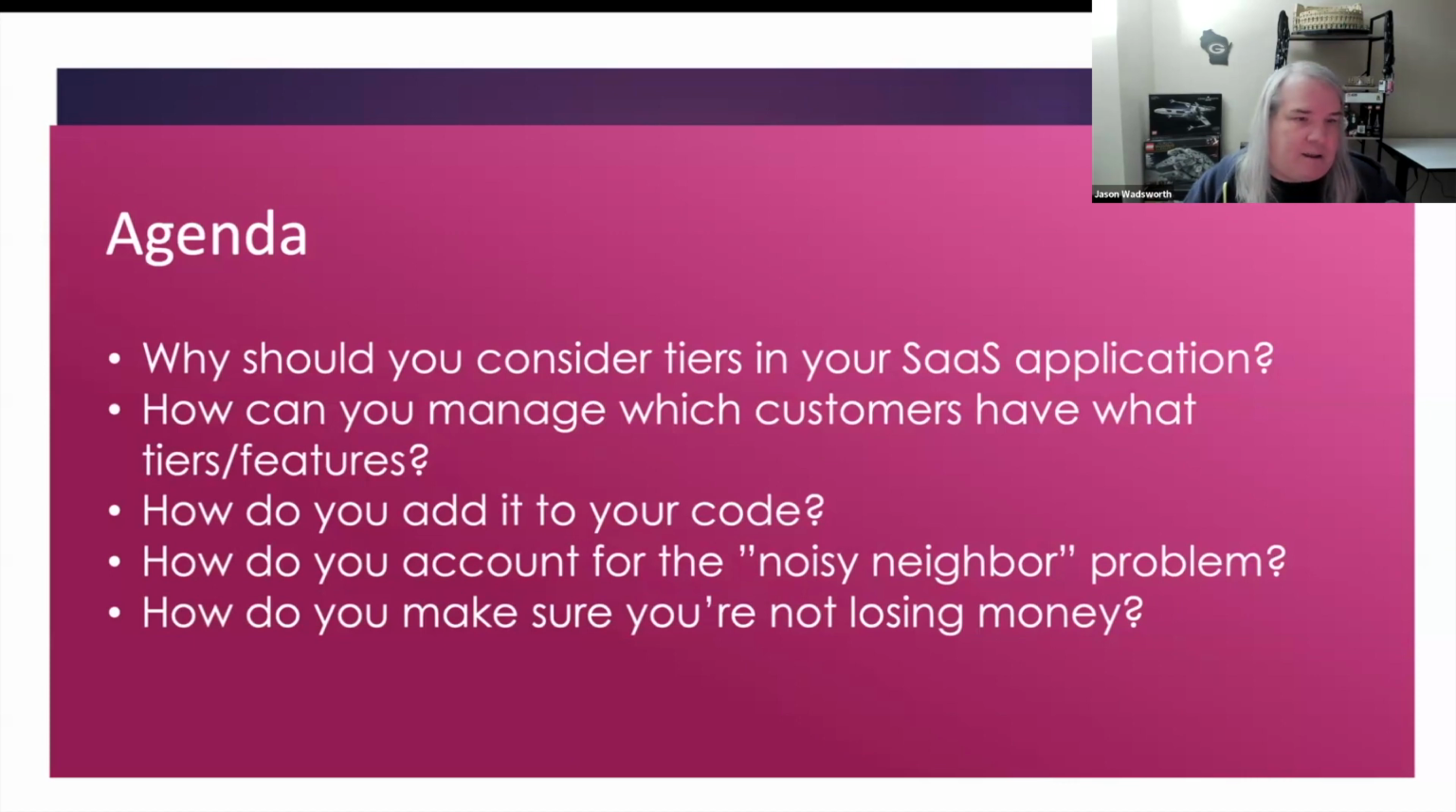We'll talk a little bit about the noisy neighbor problem. This is kind of a general SaaS problem that you need to be aware of when you're building a SaaS application in general, but there are some implications particular to tiers. So we'll talk about what things to think about and things you can do to alleviate some of that problem. And then lastly, we'll talk about how to make sure you're not losing money, and tied with that, of course, what things to think about as you're deciding what to charge for and what things to make free or at different tiers within your application.